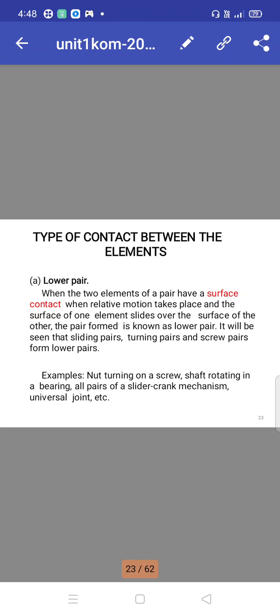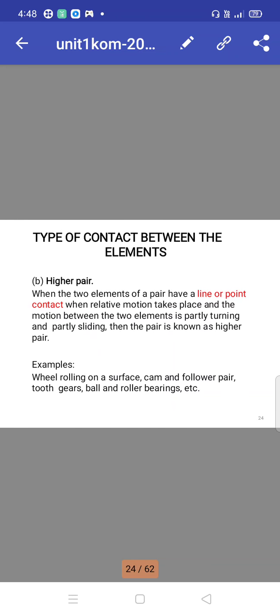Then lower pair. Type of contact between the elements. The next one is the lower pair. When the two elements of a pair have a surface contact, when relative motion takes place and the surface of one element slides over the surface of the other, the pair formed is known as lower pair. It will be seen that sliding pairs, turning pairs and screw pairs form lower pairs. A nut turning on a screw, a shaft rotating in a bearing, all pairs of slider crank mechanism, and universal joints are examples for this lower pair.